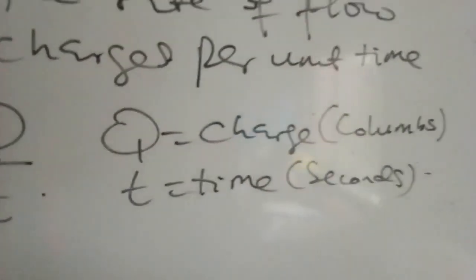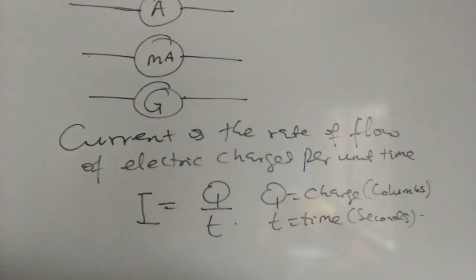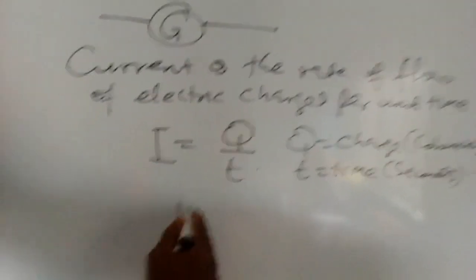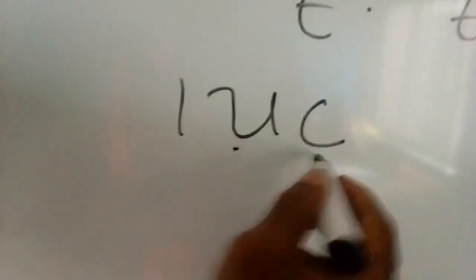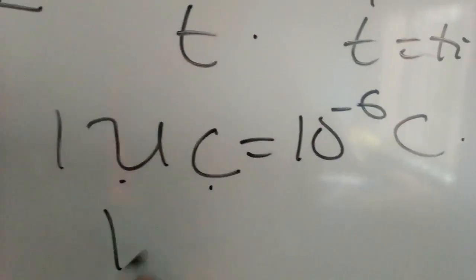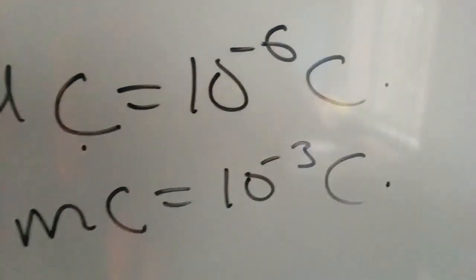We should also be aware that coulombs can still have some other smaller divisions, like the microcoulomb. You have to know that 1 microcoulomb is 10 to the power minus 6 coulomb. 1 millicoulomb is 10 to the power minus 3 coulomb, for conversion purposes.